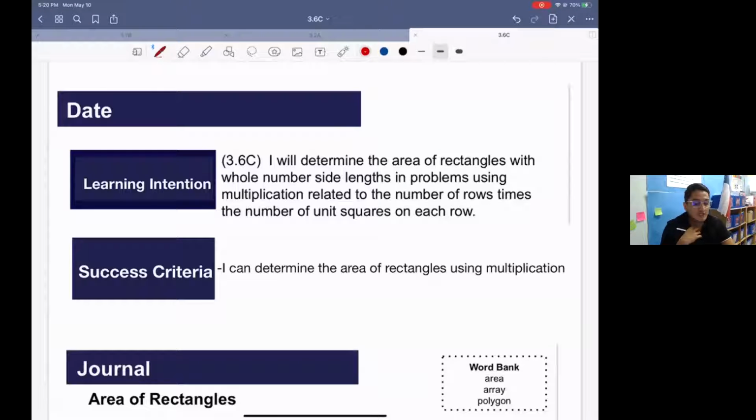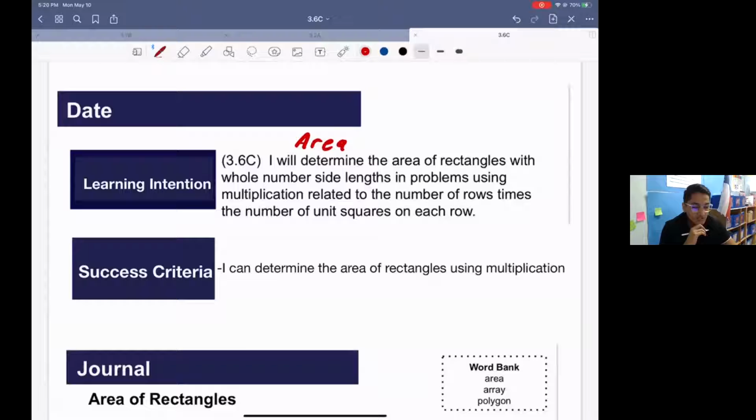Today, we're going to be talking about standard 3.6c. What is this standard for? This standard is going to teach us how to determine the area of a figure, of an array. So let's see what our learning intention will be.